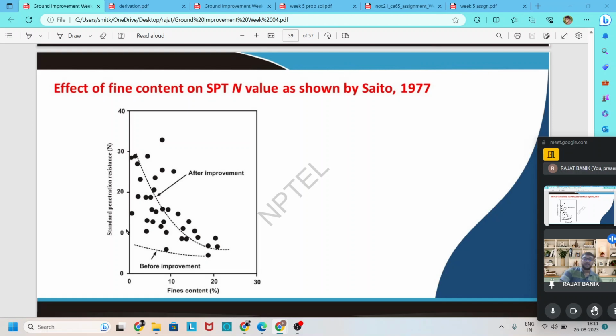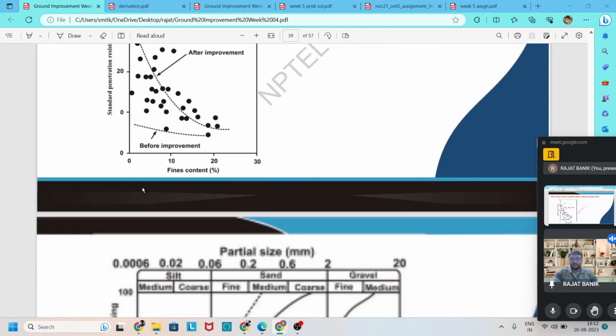We also saw a graph of fines content against standard penetration. Here, standard penetration represents the strength of the ground. We saw last week that the curve goes downward if the percentage of fine content is more than 10% or 3%, and if the fine content is low, the curve goes upward and more strength is given to the soil.